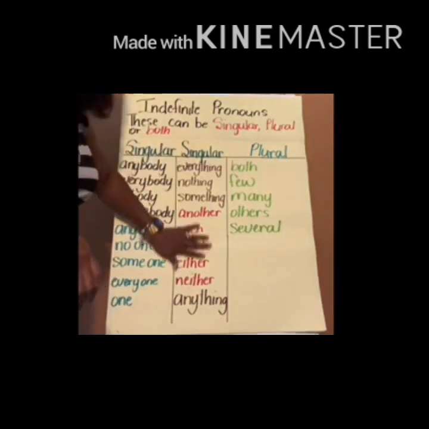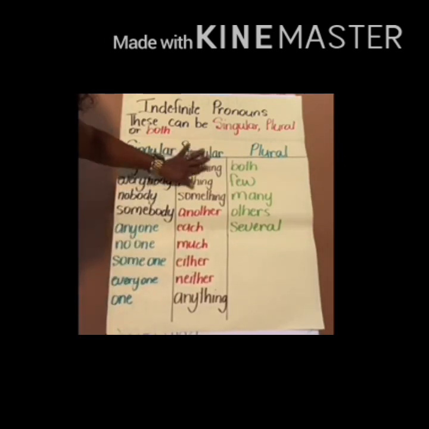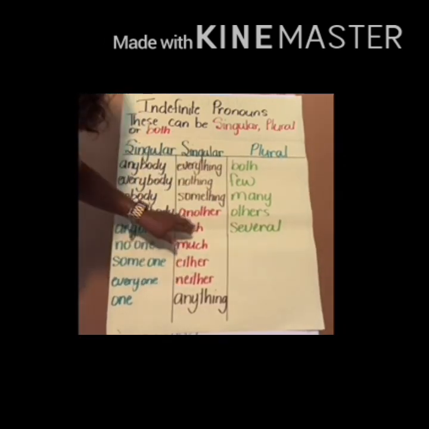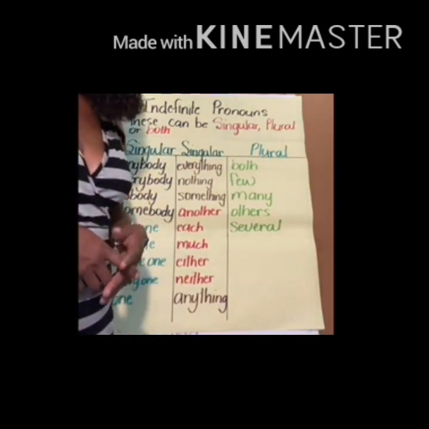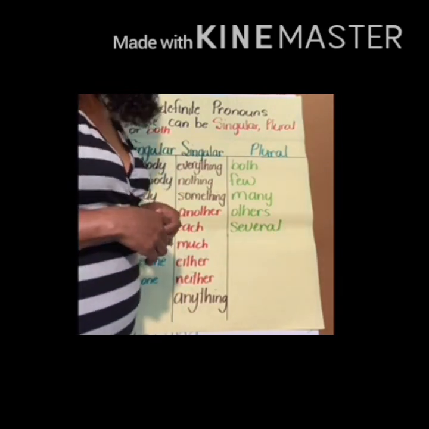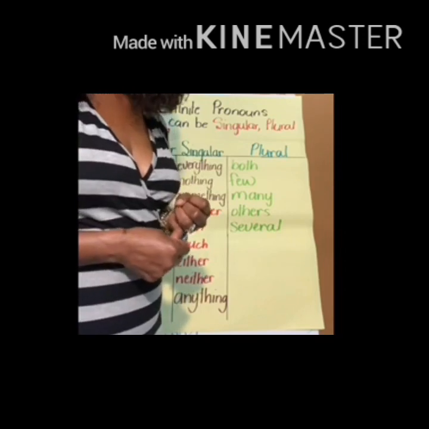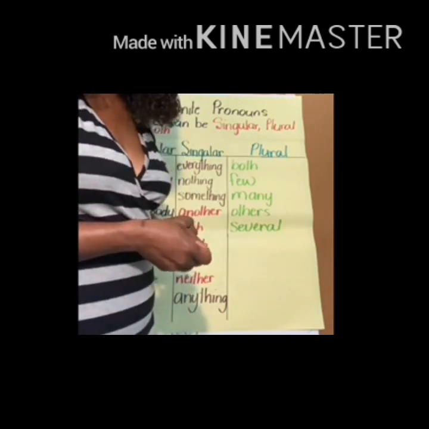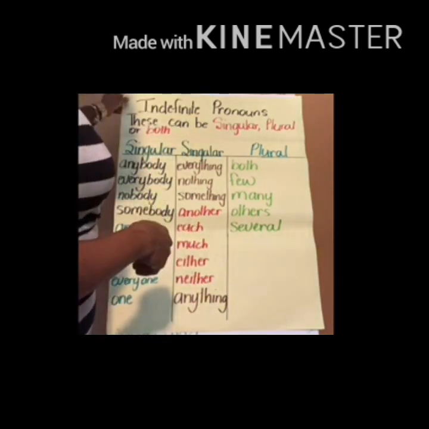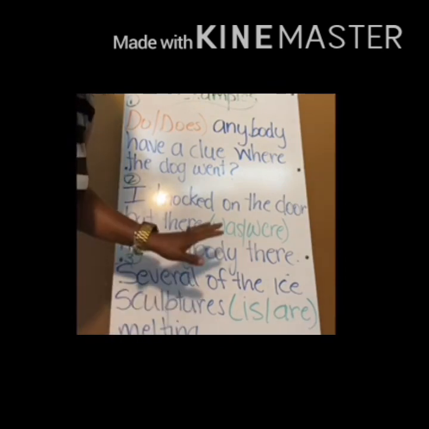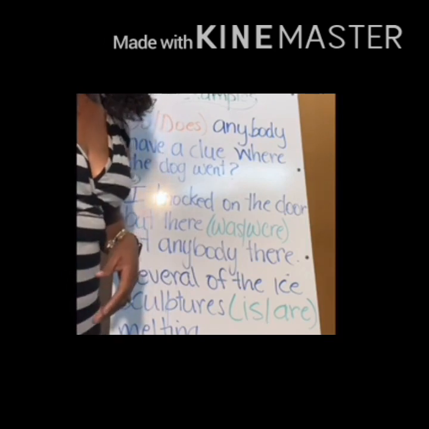Now these are easy to remember because of the body words, the one words, the thing words, and then these others: another, each, much, either, neither. So those are our indefinite pronouns that we're going to be looking at today. Remember, there are some that can be both plural and singular, but we're going to look at those another time. So moving on. These are going to be our examples that we are going to work together, and then there are some that you're going to work on your own.